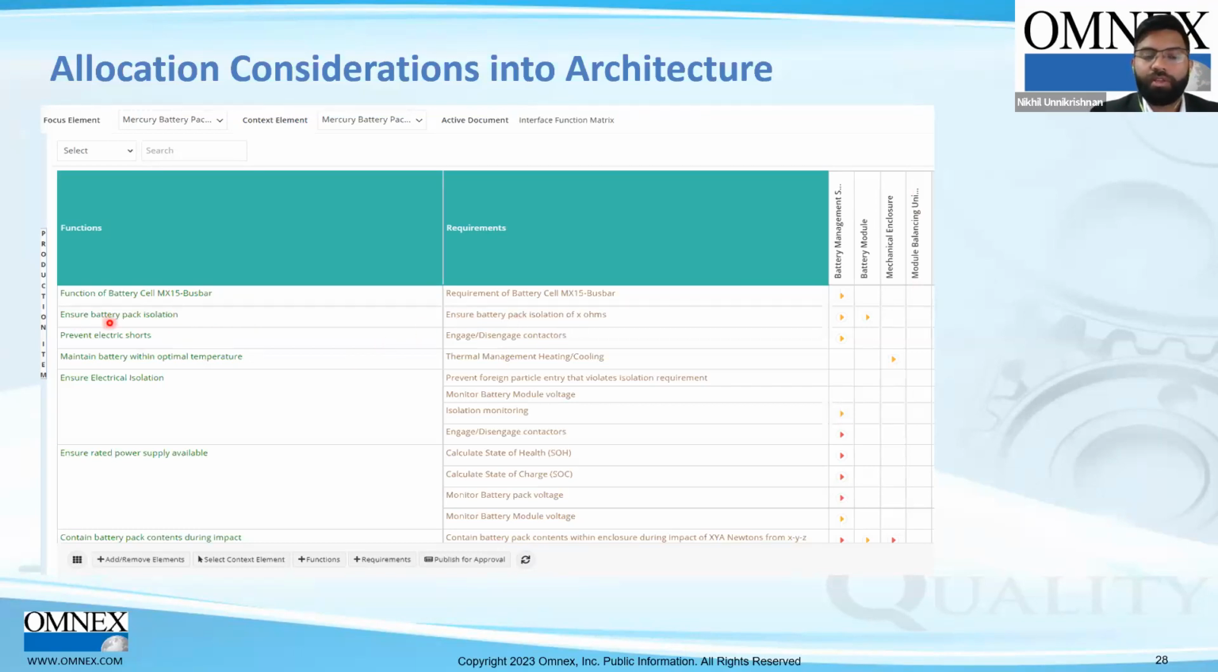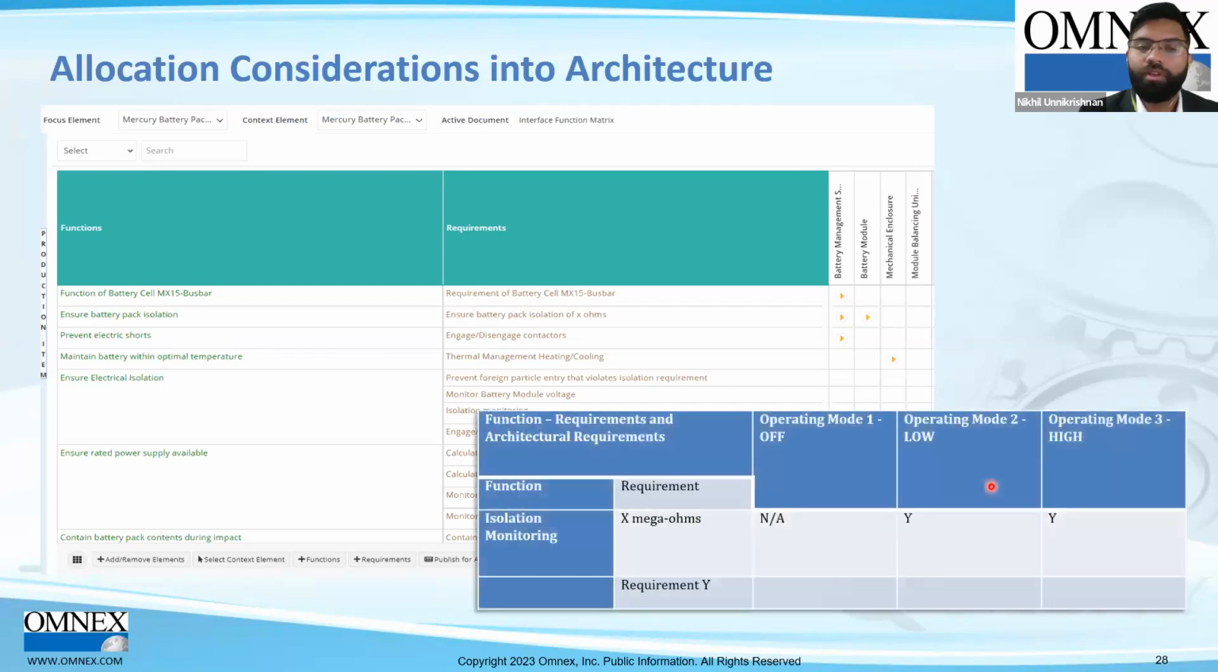So basically, I take a function requirement and allocate it and say, yep, this one applies to this subsystem, or this one applies to this subsystem. So you can indicate it so that it's flown down. And this is what we call requirements flow down from one level to the next. So that was an example of how allocations are done into the static architecture.